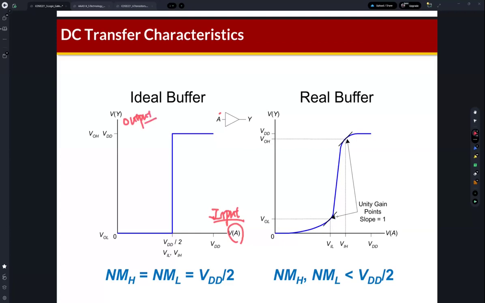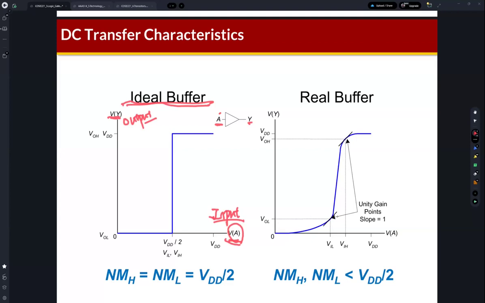Okay, so as you can see, this is the VA, but this node, the input node, the name of the input node is A, and then the name of output node is Y. And then, this is the voltage of Y, and then its x-axis is the voltage of A. So this graph shows the behavior of an ideal buffer. Okay, so what is the behavior of an ideal buffer?